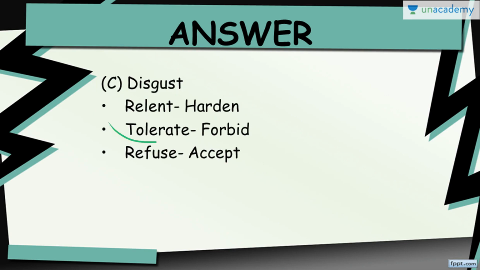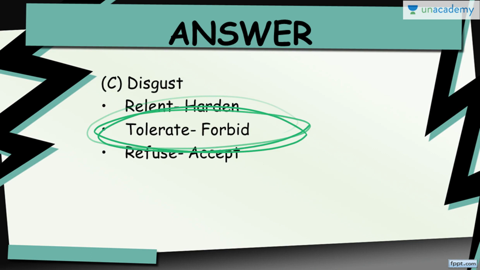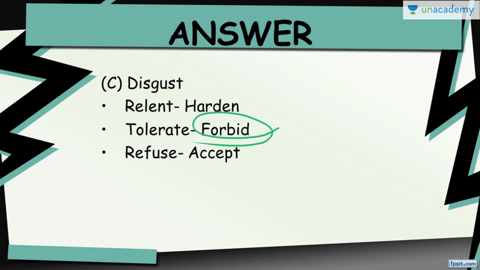For tolerating something, you're bearing something. Forbidding something, you are not allowing something to happen. So the nearest opposite to tolerate is forbid. That is what I found on the internet, as well as in many sources like the Macmillan thesaurus and dictionaries.